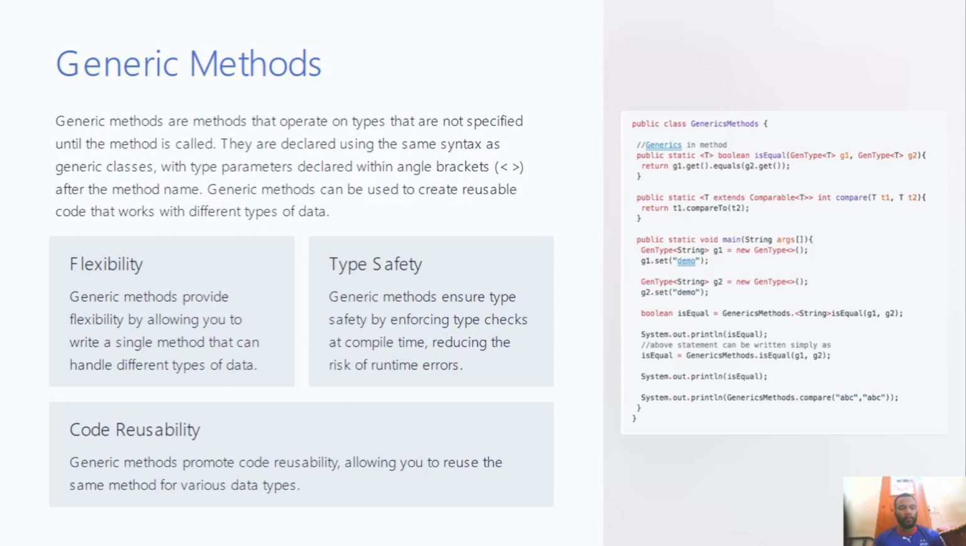Flexibility. Generic methods provide flexibility by allowing you to write a single method that handles different types of data. Type safety. Generic methods ensure type safety by enforcing type checks at compile time, reducing the risk of runtime errors. Code reusability. Generic methods promote code reusability, allowing you to reuse the same method for various data types. Here, you can go through an example of generic methods.